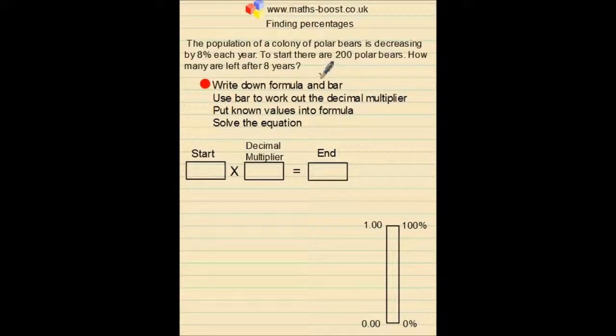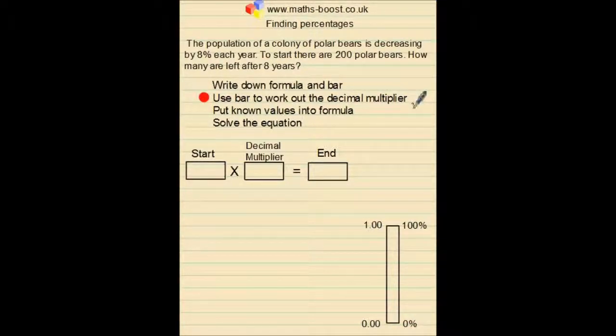The population of a colony of polar bears is decreasing by 8% each year. To start with, there are 200 polar bears. How many are left after 8 years? Well, this is a compound interest question since we're going to apply the same percentage decrease 8 times. We start in just the same way. Step 1, we write down the formula and bar as I've done here.